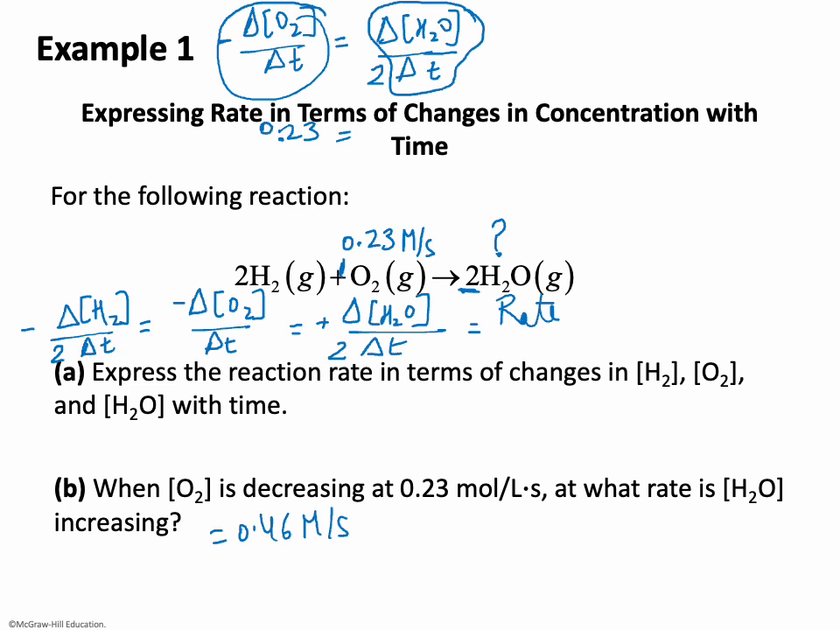I need to isolate change in concentration of water, so I need to get rid of this 2, which means I multiply this by 2, and that would cancel this out, which means I would also multiply this by 2. So you take this, multiply this by 2, and you're left with change in concentration of water over time. And that's what the question is asking, which is 0.23 times 2 again. So either or, whatever works for you, you can use that approach.